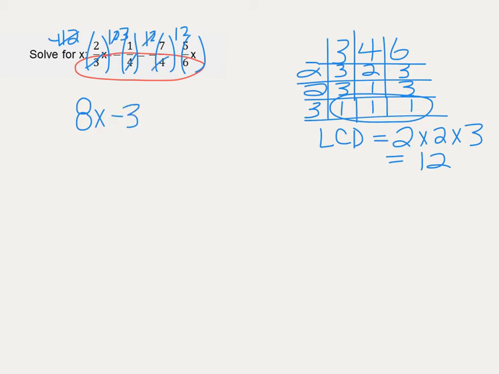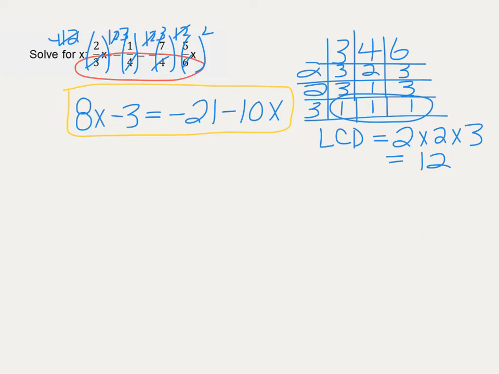4 goes into 12 again 3 times, and negative 3 times 7 will give us negative 21. And 6 goes into 12 twice, multiplied by a negative 5x will be negative 10x. So this will be the equation that we will use when we want to verify once we have our solution, because we've eliminated the fractions and it's a little bit easier to use.